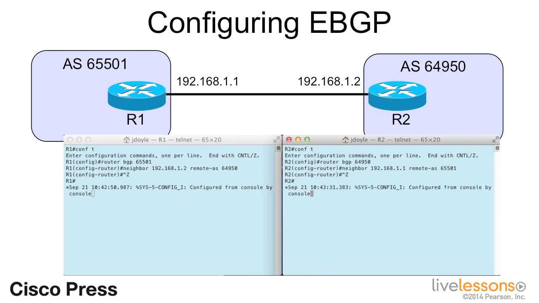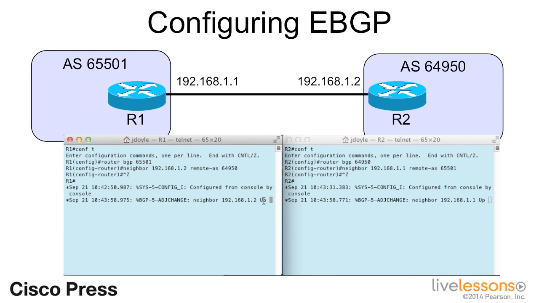And that's all we need. With just a moment's wait, you'll see a message come up showing the BGP session starting. And there we go. You can see a BGP adjacency change for neighbor 192.168.1.2, and it's up. And over on this side, we get the same thing for neighbor 192.168.1.1, and we show that that's up.